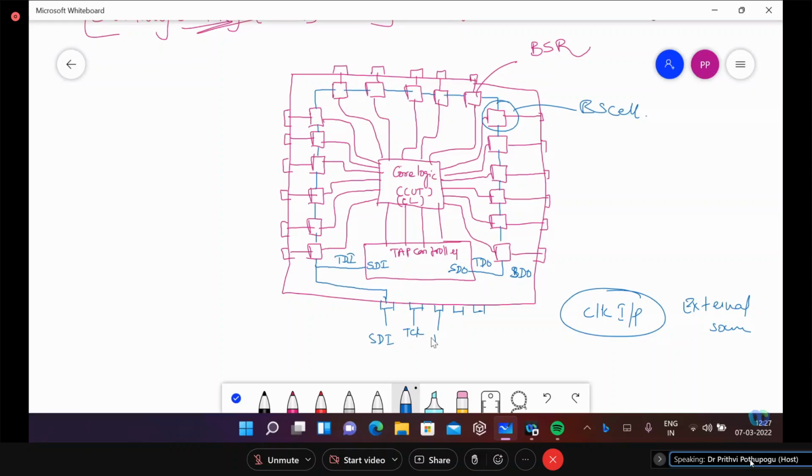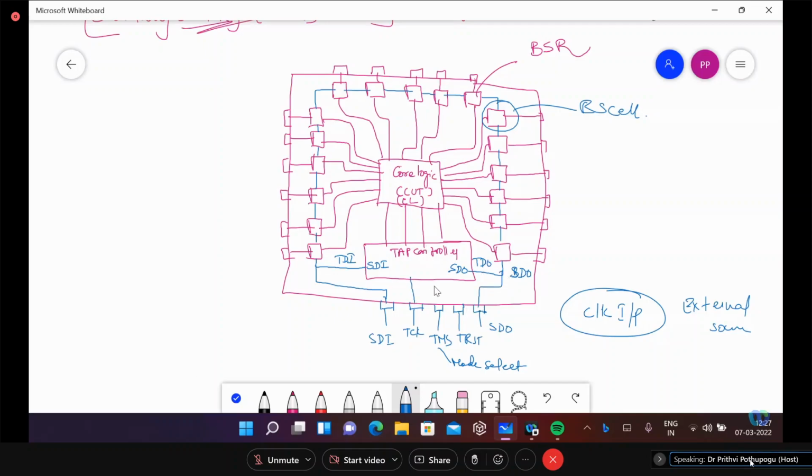this can be taken as the test mode select. This is mode select. This is test clock. And this is test reset. Another control, what we have is scan data out. So this you can have this to the external input.